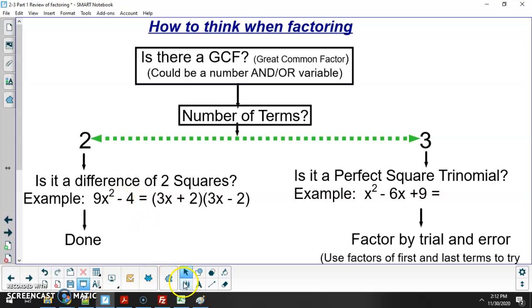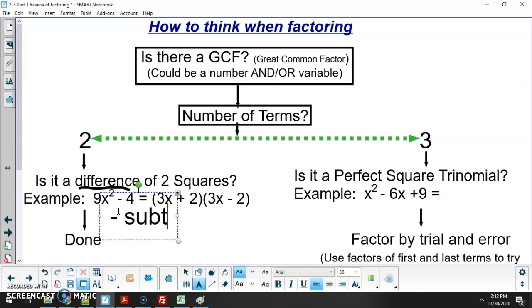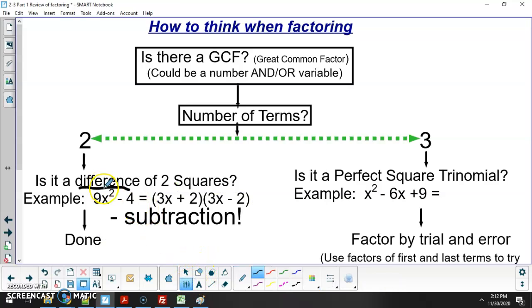Now the key here is it has to be a difference of 2 squares, not a sum of 2 squares, but a difference. What does difference mean? It has to be subtraction of 2 squares. And when you factor this, it will always be the square roots. The square root of 9x squared becomes 3x, so you square root 9x squared to get 3x, and you square root 4 to get 2.